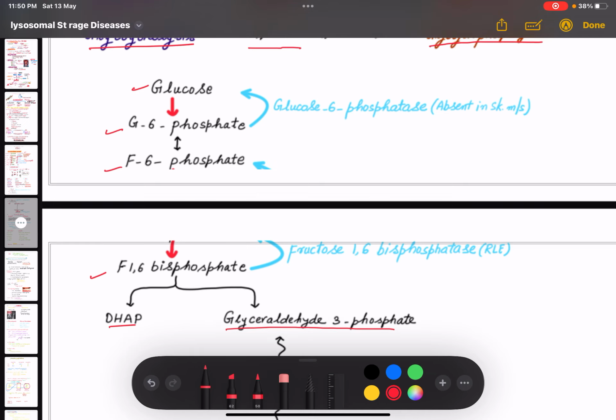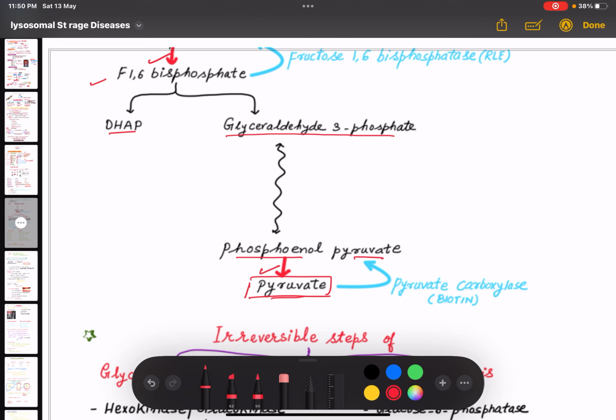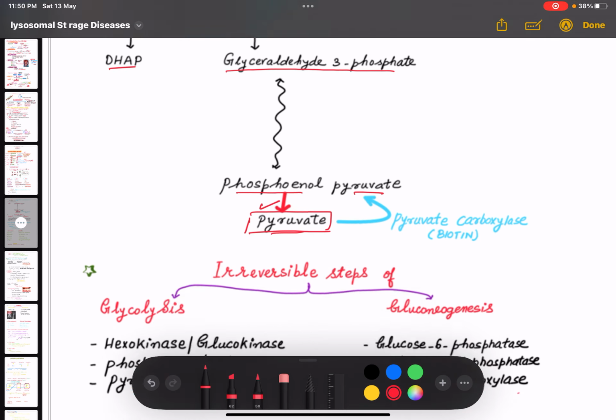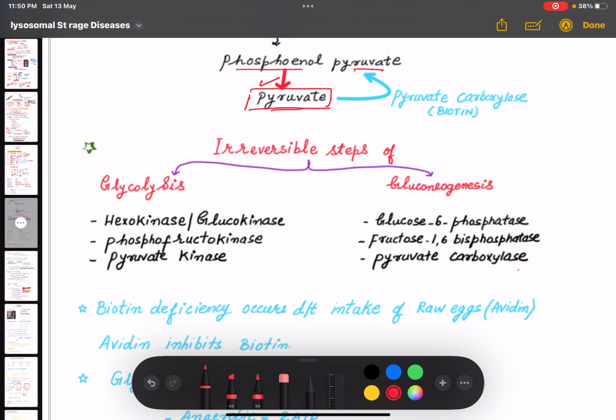You can see I have marked here three red arrows. These three red arrows show the irreversible reactions. Here are three irreversible reactions which are occurring. But what are the enzymes which are present here? In the first red arrow, the enzyme will be hexokinase or glucokinase, and it will be responsible for the irreversible step of glycolysis. The second red arrow shows phosphofructokinase, and the third arrow shows pyruvate kinase.